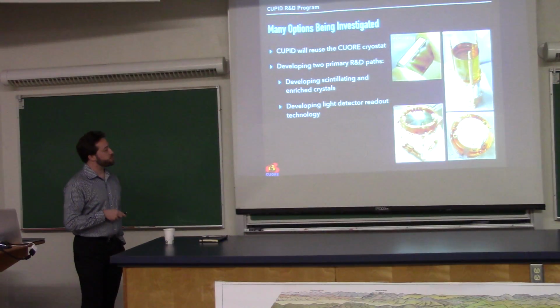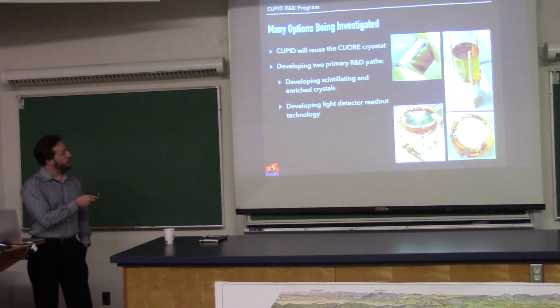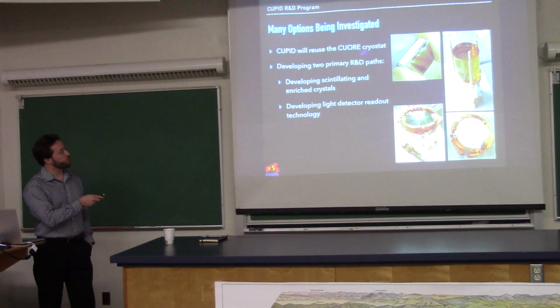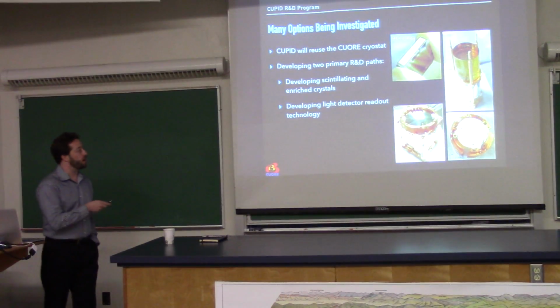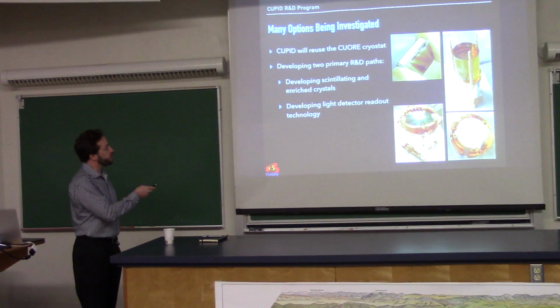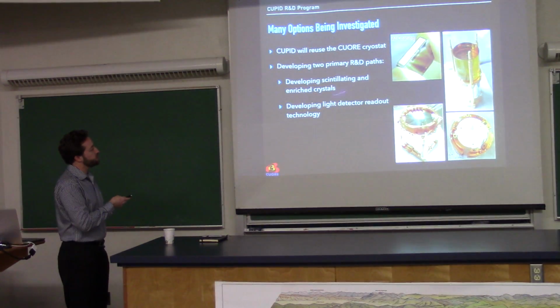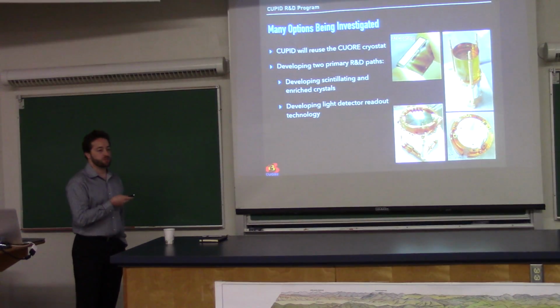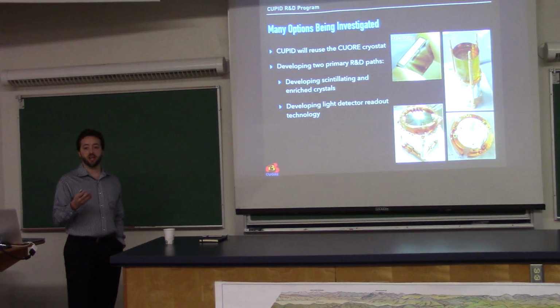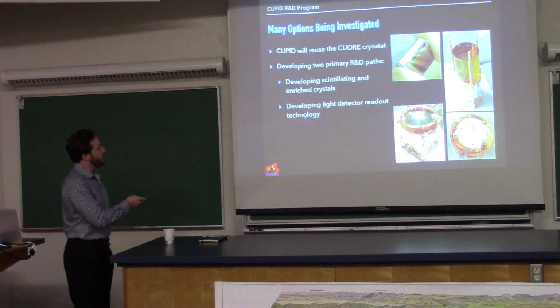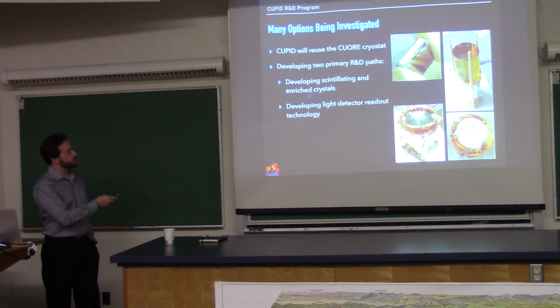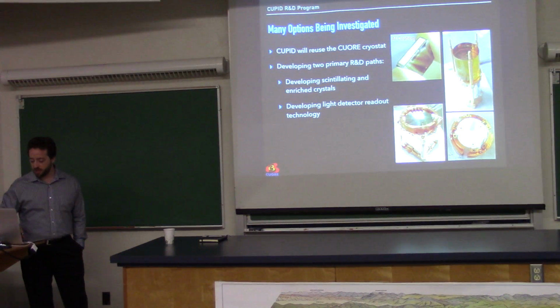There are many options being investigated in upgrading from CUORE to CUPID. I will say that CUPID intends to reuse the CUORE cryostat, so we're not starting from scratch again. We just need to replace the detector that's in there. And we're really developing 2 primary R&D paths. So the first one is developing scintillating crystals and enriched crystals. This is crystals that just emit more light, because more light is easier to see. And the second is, of course, developing the light detector that reads out this light. So fairly straightforward why these are our two main paths.